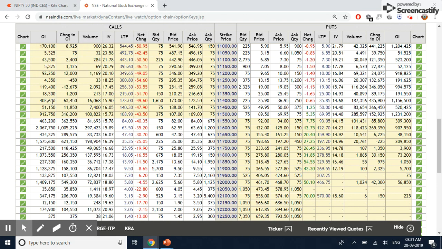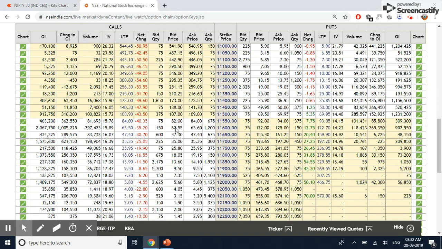It means the call writers are not happy to sell the contracts at this strike price 11,400. Reason being, they still think that Nifty will sustain above the strike price 11,400. So after studying puts and calls at strike price 11,400, we can see that 11,400 is going to be a very strong support for 30th of September.